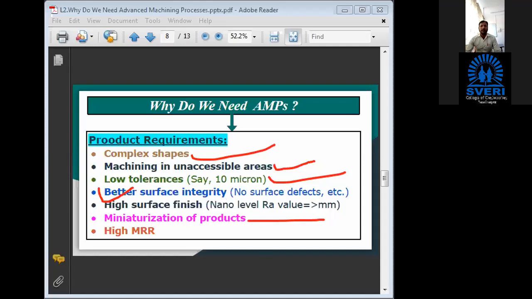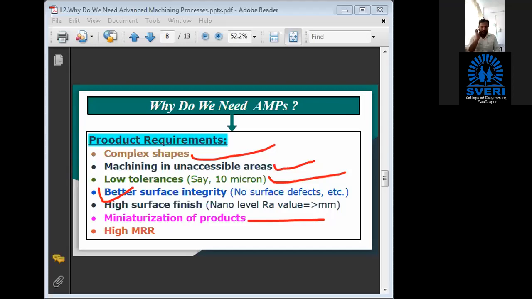Now I will talk about material removal rate, that is, high material removal. In the industries, they are always talking about a high production rate. They need manufacturing processes which can give high productivity with no compromise on quality, especially while processing difficult to machine materials, which are difficult to cut, turn, or perform different processes on.